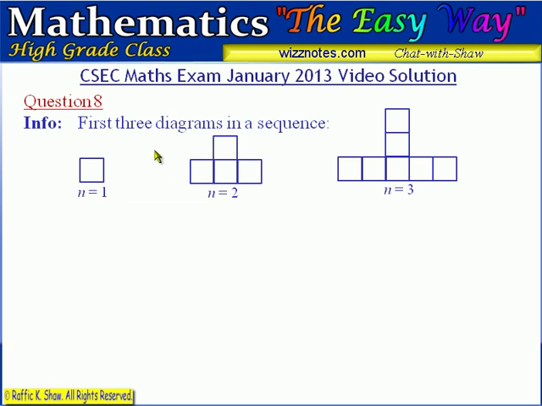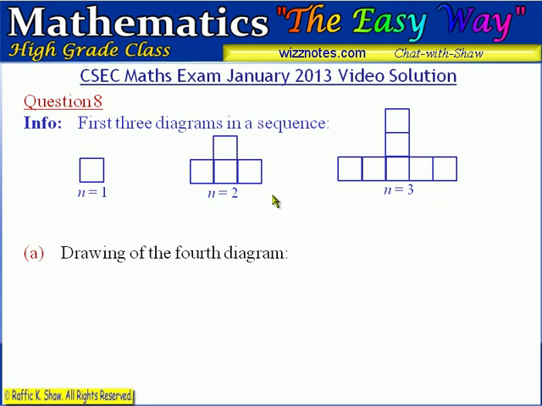Right now at question 8, CSEC Math Exam January 2013 video solution. Question 8 gives us the first 3 diagrams in a pattern. When n equals 1, we have 1 square here. When n equals 2, we have 2 squares up the middle and 1 on each side. And when n equals 3, we have 3 squares up the middle and 2 on each side. The first part wants us to draw the fourth diagram.